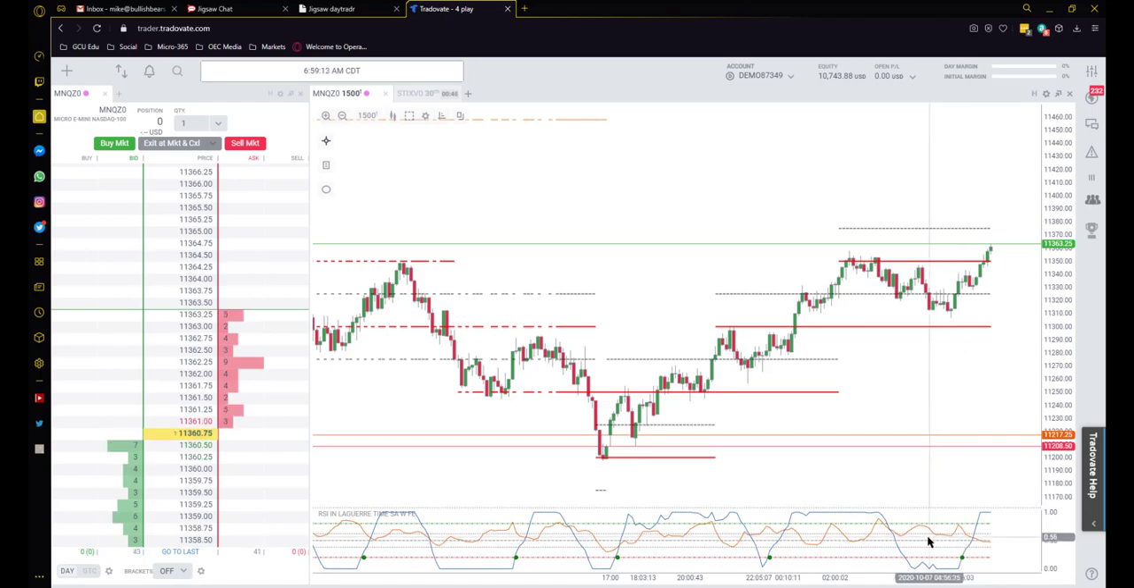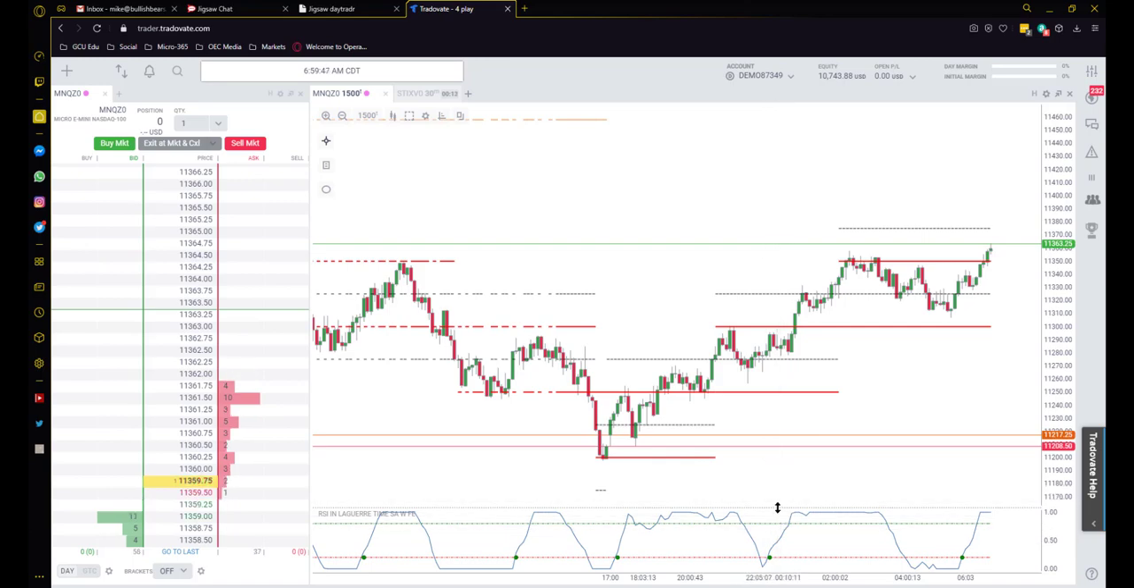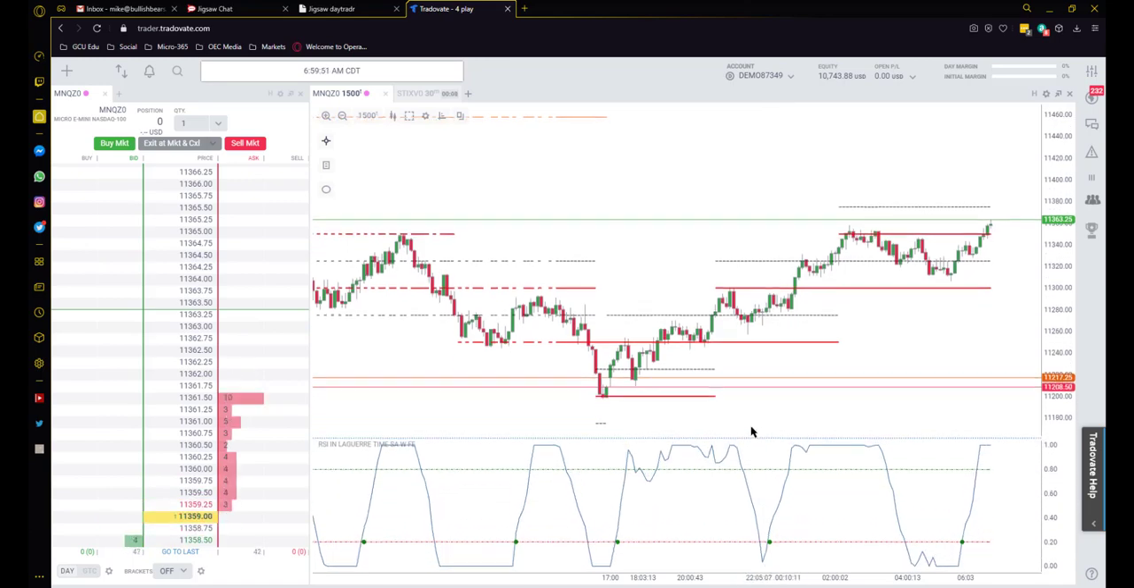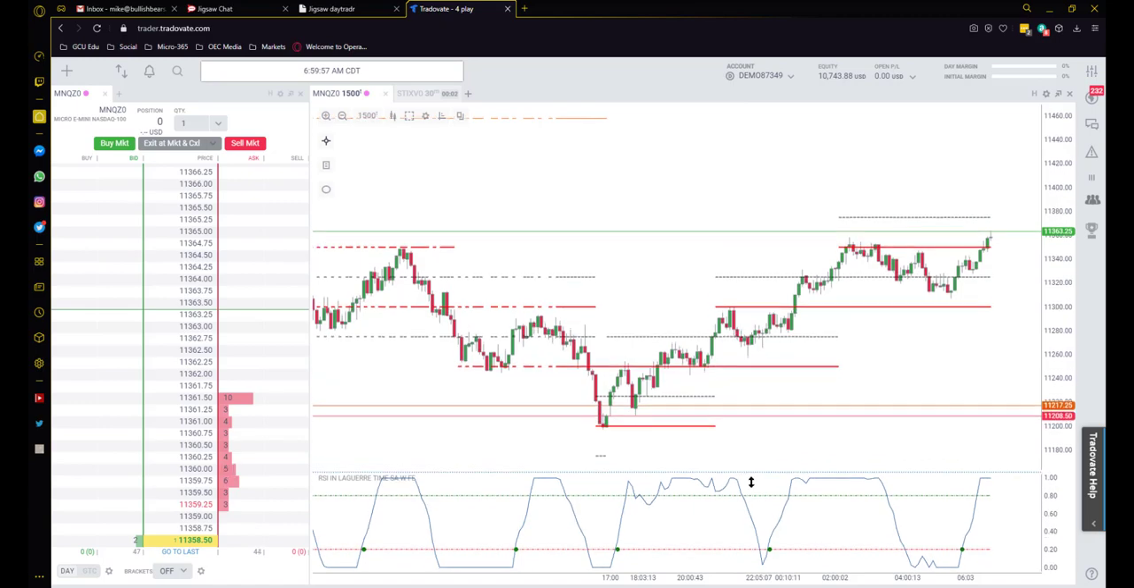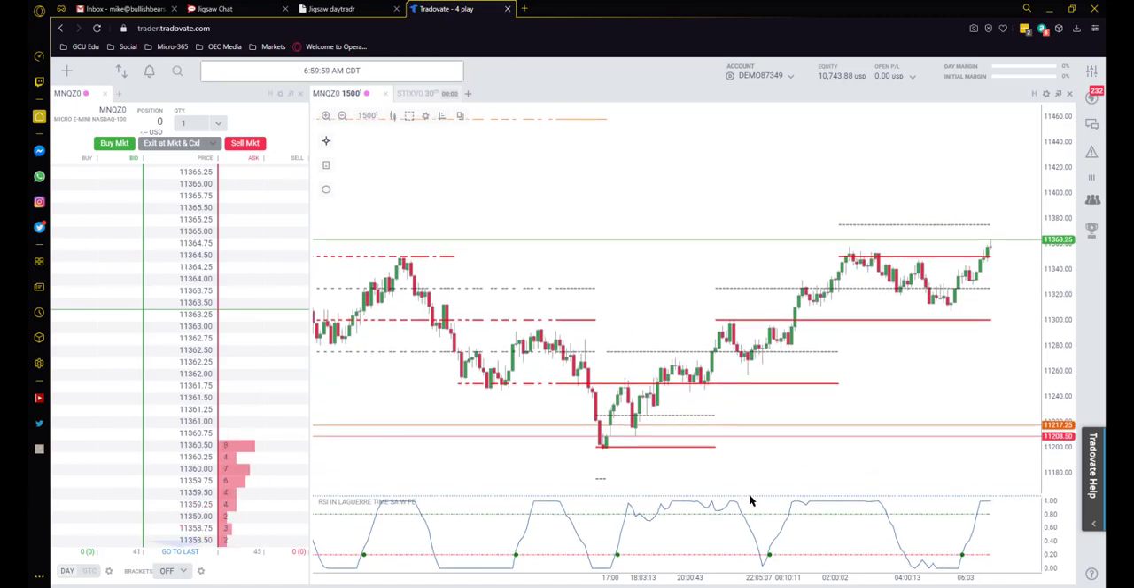Now I'm going to pause the screen here for a moment, and I'm going to turn off a lot of this noise down here so that we can see the RSI itself a lot better. Alright, so I've cleaned it up a little bit, and now we can really take a look at just the RSI side of this.